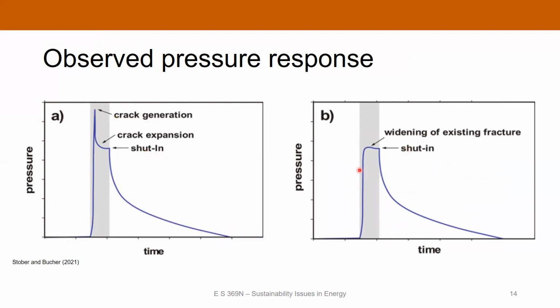If you're doing an EGS stimulation where you're just widening existing fractures, you don't have to generate the crack to begin with. So you don't have that spike there. So you widen the fracture, and then again, you shut in the well and let the pressure dissipate. And so that's what it looks like.